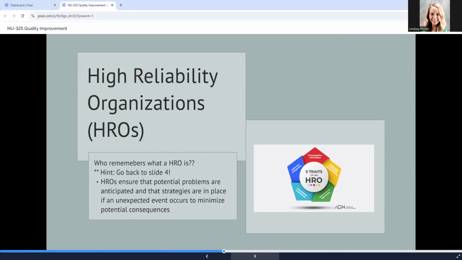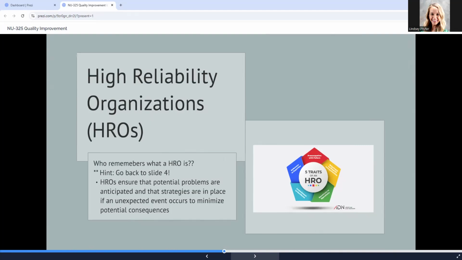And high reliability organizations ensure that potential problems are anticipated and that strategies are in place if an unexpected event occurs to minimize potential consequences. So this is anticipating potential problems that could arise in the healthcare industry, and making sure that there are set standards and models in place to minimize that event from happening and to therefore also minimize any potential consequences as well.